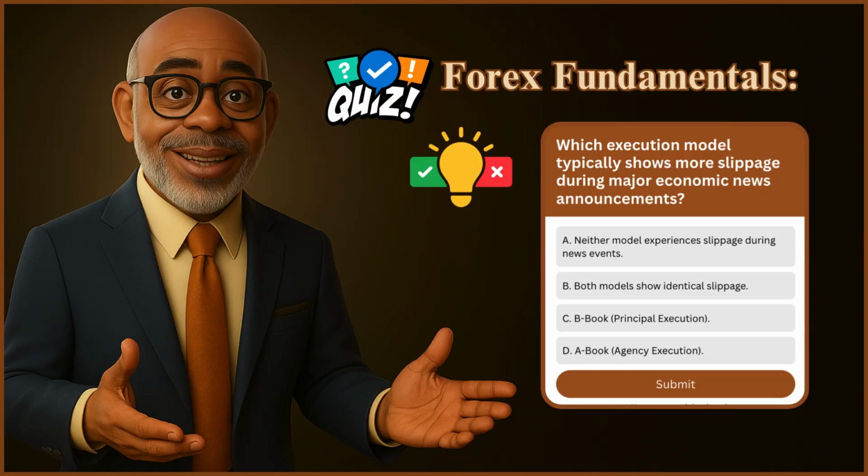Question number 6. Which execution model typically shows more slippage during major economic news announcements? Is it A, neither model experiences slippage? B, both models show identical slippage? C, B book, also called principal execution? Or D, A book, agency execution? Take a few seconds and lock in your choice.